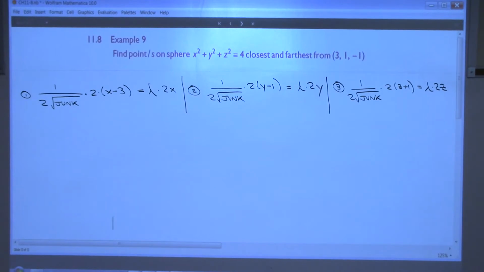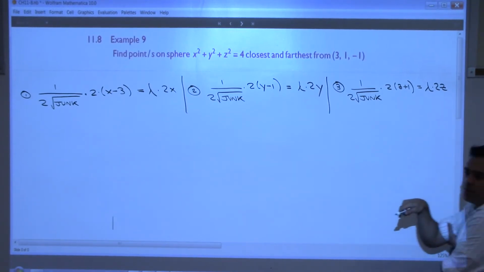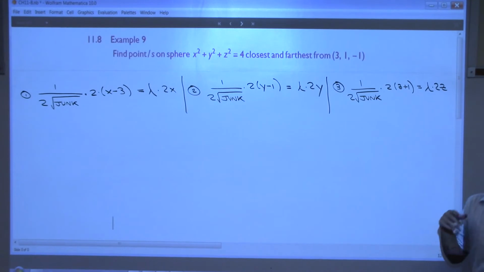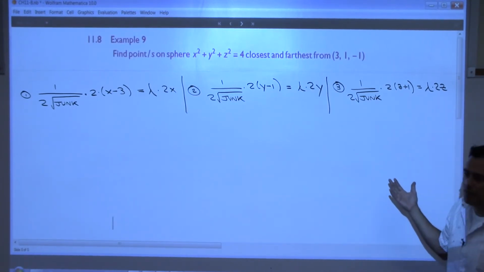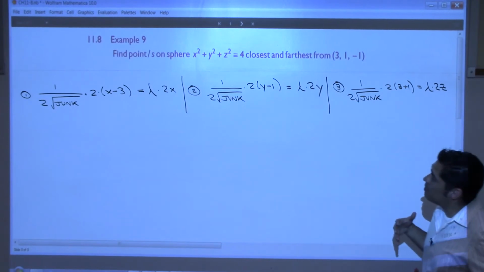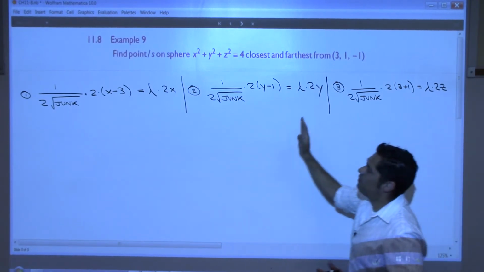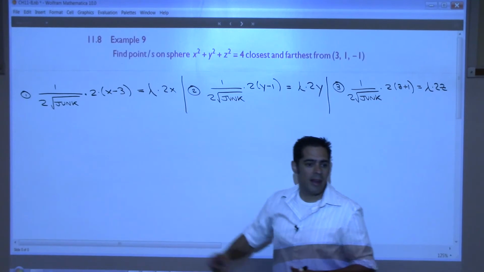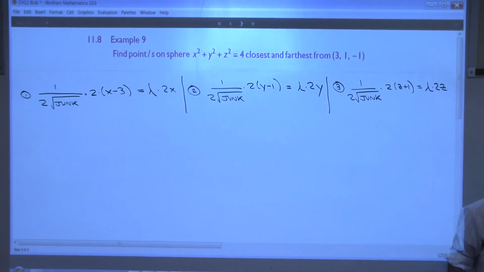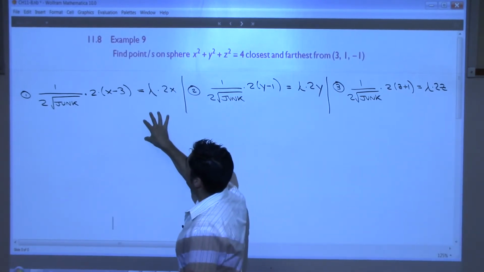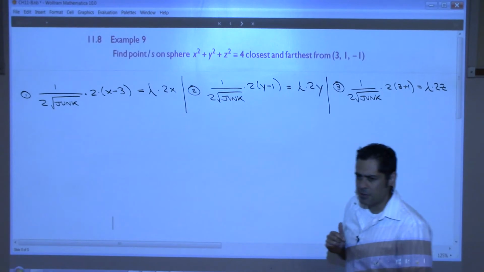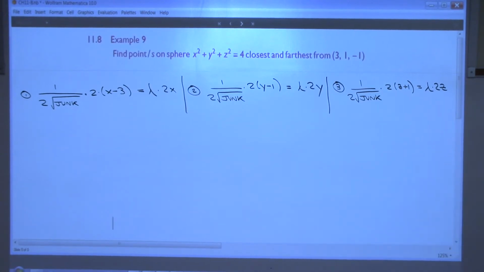Okay, what I'm going to do, and this is where you're going to run into issues when you're trying these on your own, is, how are you going to go about solving these, trying to figure out what x, y, z, and lambda are? I'm going to solve each of these for lambda, and then I can set them equal to each other, can't I? Do you agree with that? So if I'm going to solve this equation for lambda, I'm going to have to divide by 2x. What do I have to promise you then? x can't be 0, right?